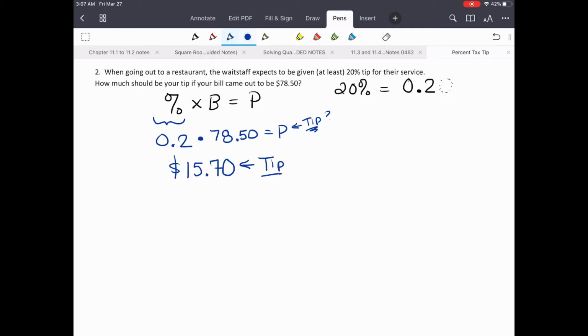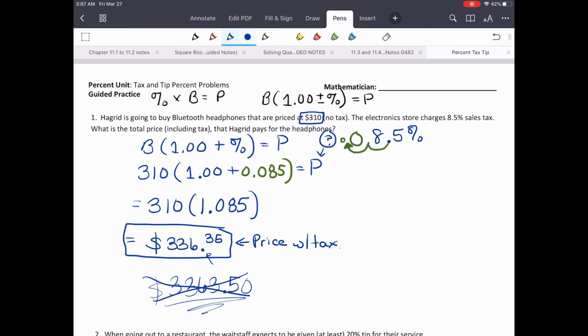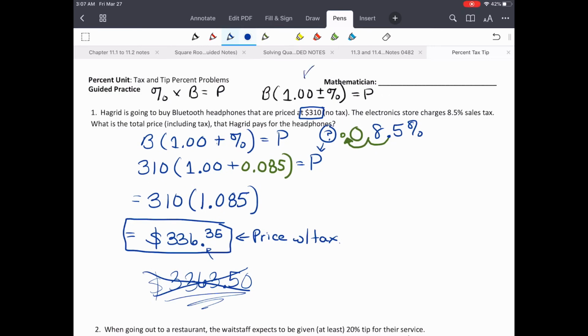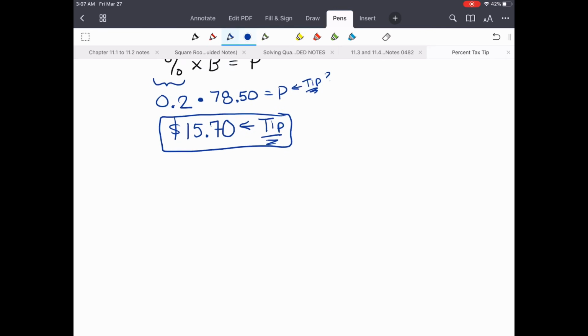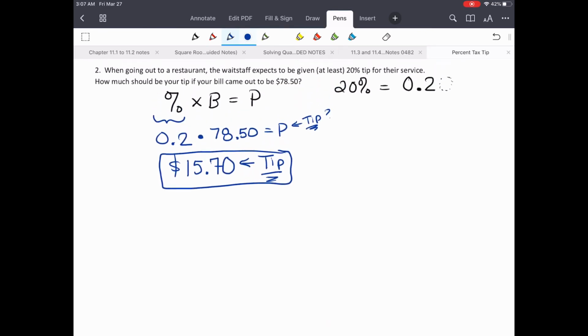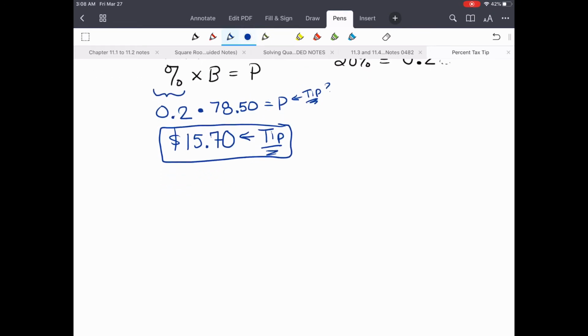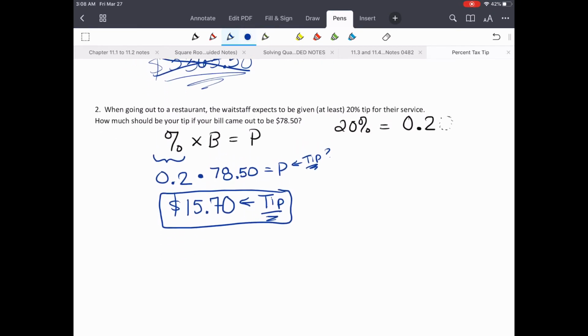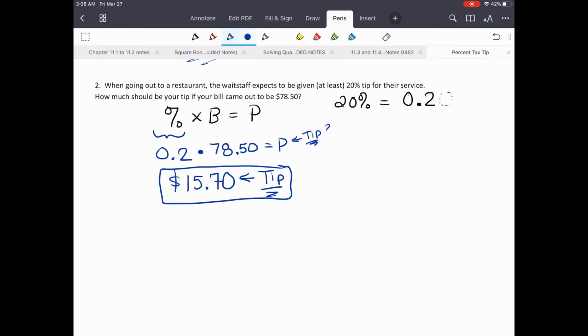And that's just your tip. And that's all the question was asking. The question was asking, how much should the tip be? I would have used the other equation, perhaps this one, if it said, what's the tip plus the bill? You know, what's everything included? But this was just asking for the tip, so I was looking for the part only. So $15.70.